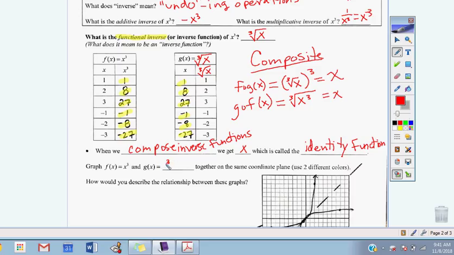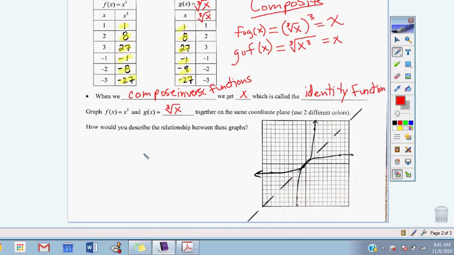But basically, we're going to graph both of these together. So go ahead and pause the video, graph f of x equals x cubed with your key points, and g of x equals cube root of x, and then hit play, and I'm going to talk about them. And you're back. I hope that went well.